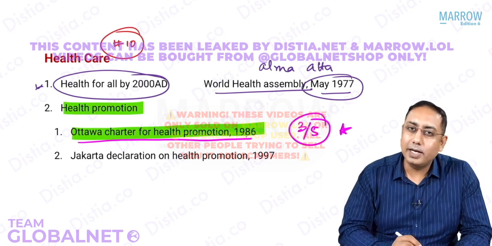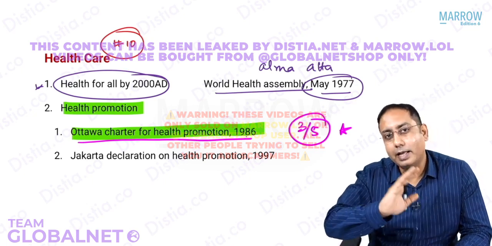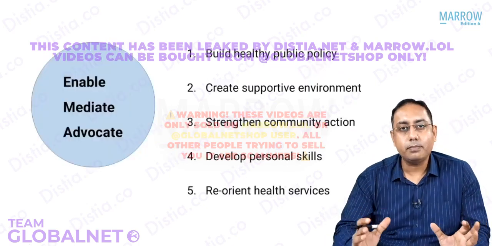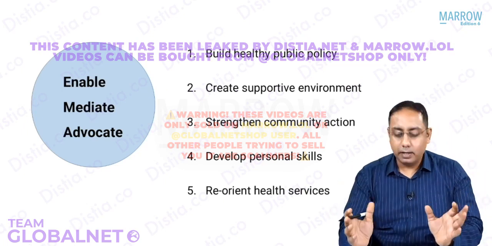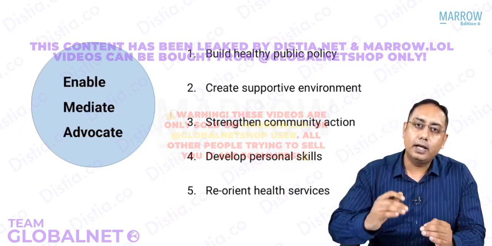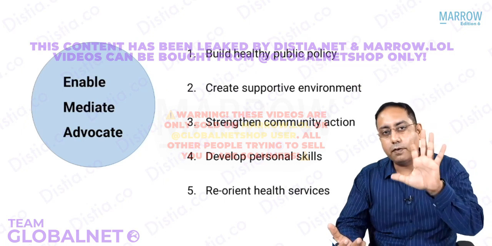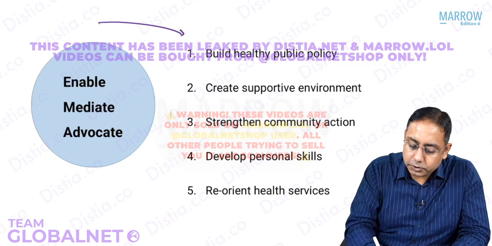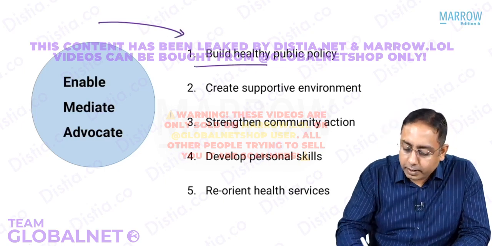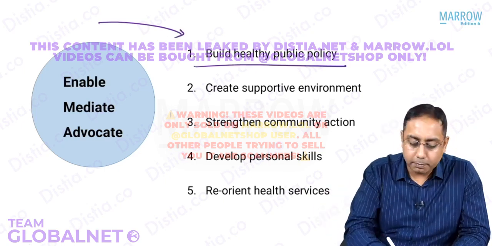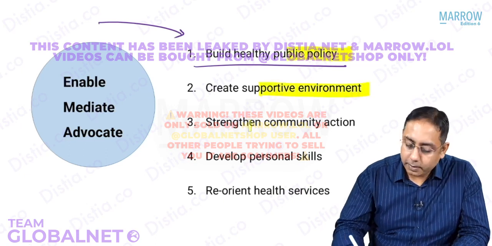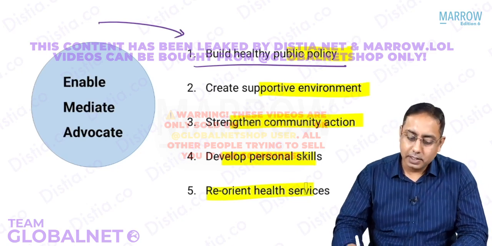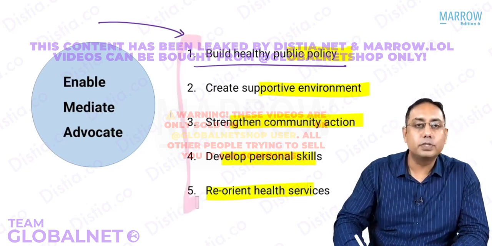The Ottawa Conference was held in 1986, and they declared at that time in Ottawa that there will be an Ottawa Charter, that on the global scale, we are going to have health promotion. So health promotion in 5 basic elements. What were the 5 basic elements? Each one of them, unfortunately, you need to remember. The 5 elements are: build better public health policy, create supportive environment, strengthen the community action, develop personal skills, and reorient the health services. So these were the 5 elements which are there.